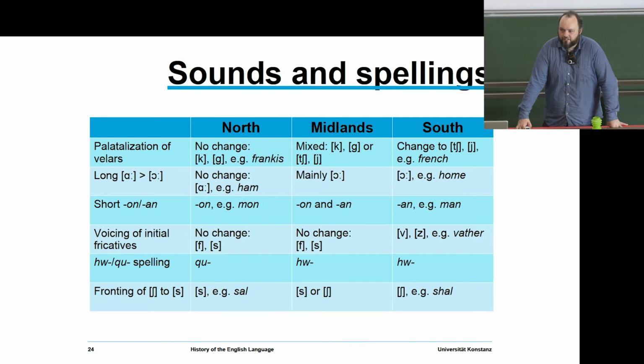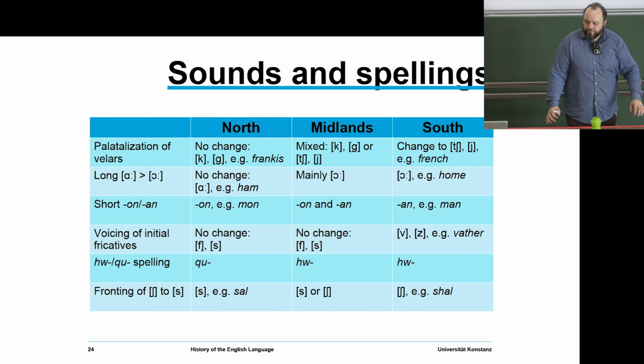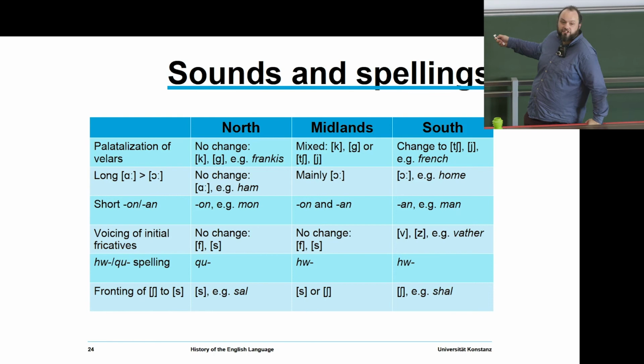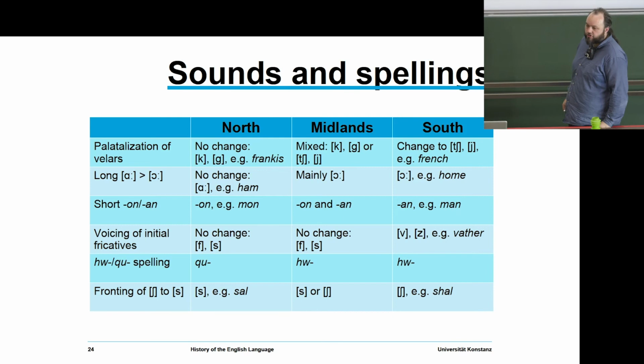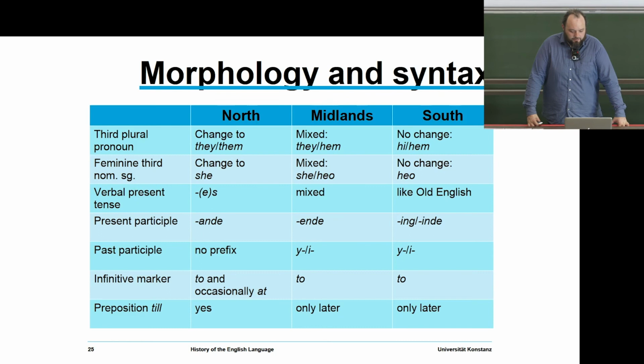And then finally, there is fronting of the sh to s, which I've already mentioned. So a word like shall stays the same in the south, but in the north it becomes sal. So shall becomes sal, and other words beginning with sh come to begin with s. Next slide has morphology and syntax on it. And again, this is mostly summarizing stuff that we've already seen.